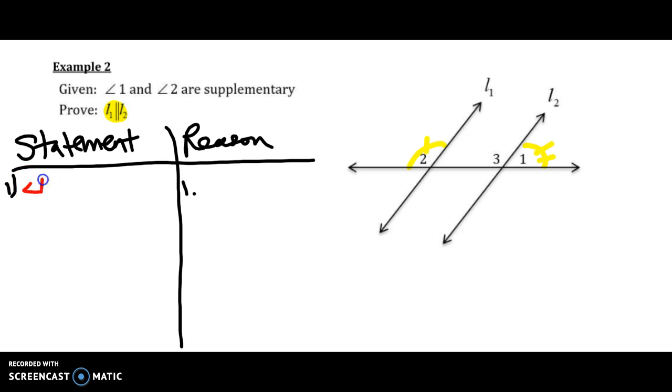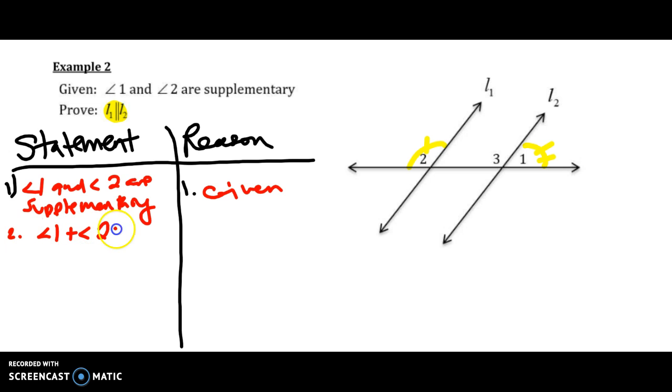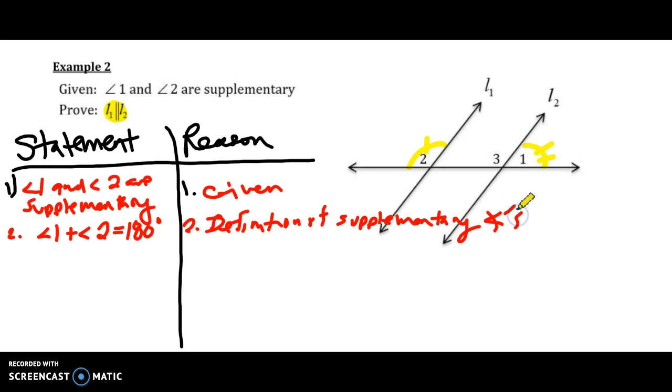We state the given. Angle 1 and angle 2 are supplementary. And that's given. 2, well, what does that mean? Angle 1 plus angle 2 equals 180. So you have a choice. You can say that supplementary angles sum to 180, definition of supplementary angles, whatever you'd like. Either one. Definition of supplementary angles. Okay, so I've used that information from the given.